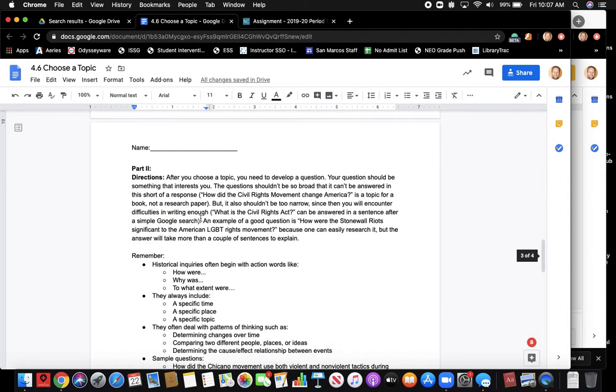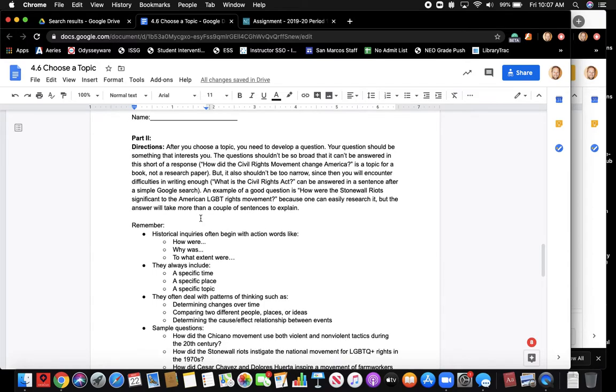Once you've chosen your topic, you then need to go to part 2, which is developing a research question. One of the major skills or habits of mind that we're studying in this unit is inquiry. And inquiry means asking a question. But when you inquire, you don't just want to ask simple questions. It's not, what was women's liberation?